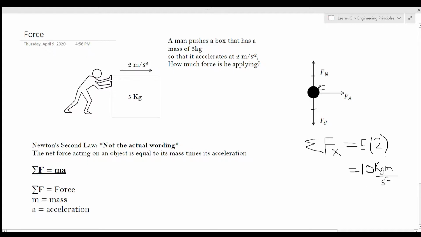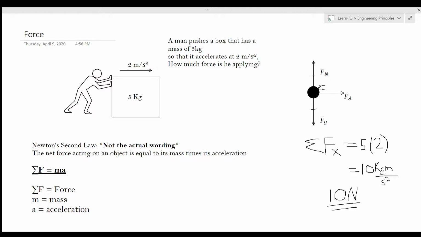One more thing to know is that this right here, kilograms meters per second squared, is what newtons are. Force is measured in a unit called newtons, named, of course, after Sir Isaac Newton, who was an incredibly important mathematician and physicist. So that equals 10 newtons of force right there. Hopefully that helps you understand forces and how they work a little better and gives you a brief introduction to how to actually find force.